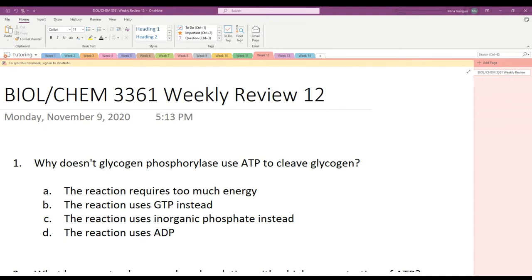Admittedly, I'm not the biggest fan of the glycogen content, but the pentose phosphate pathway I think is so cool, so interesting. And so this is one of the weekly reviews that I'm really excited to be giving. So I'm just going to go ahead and get started.